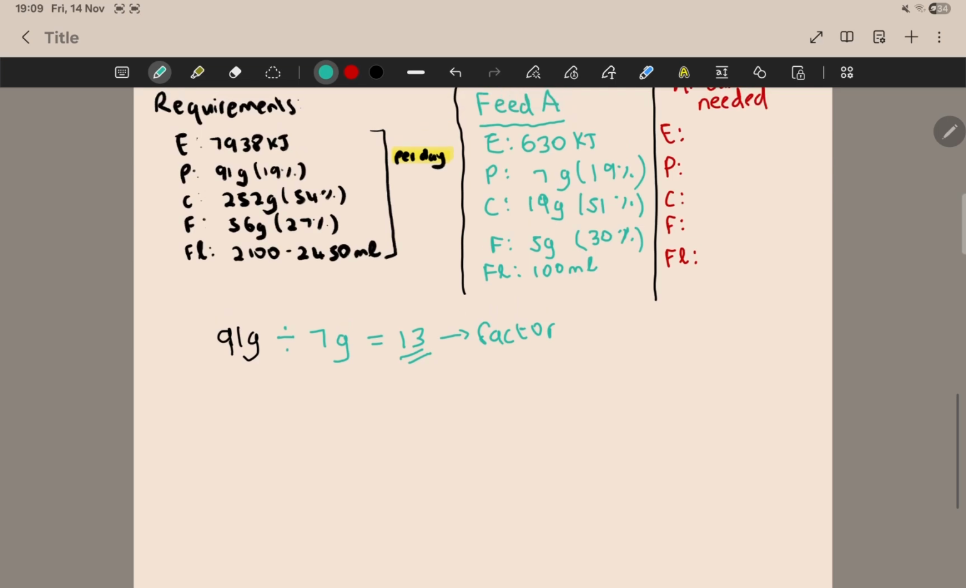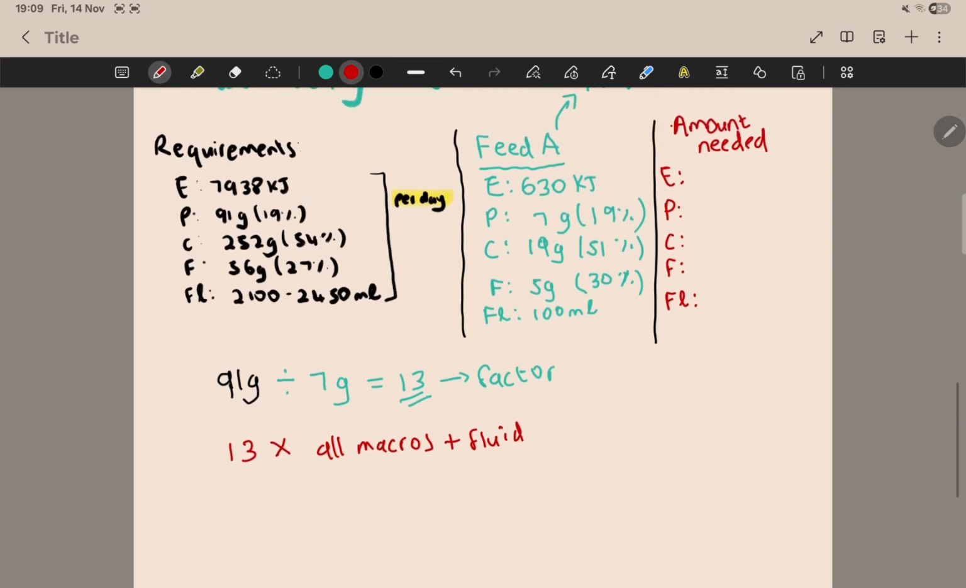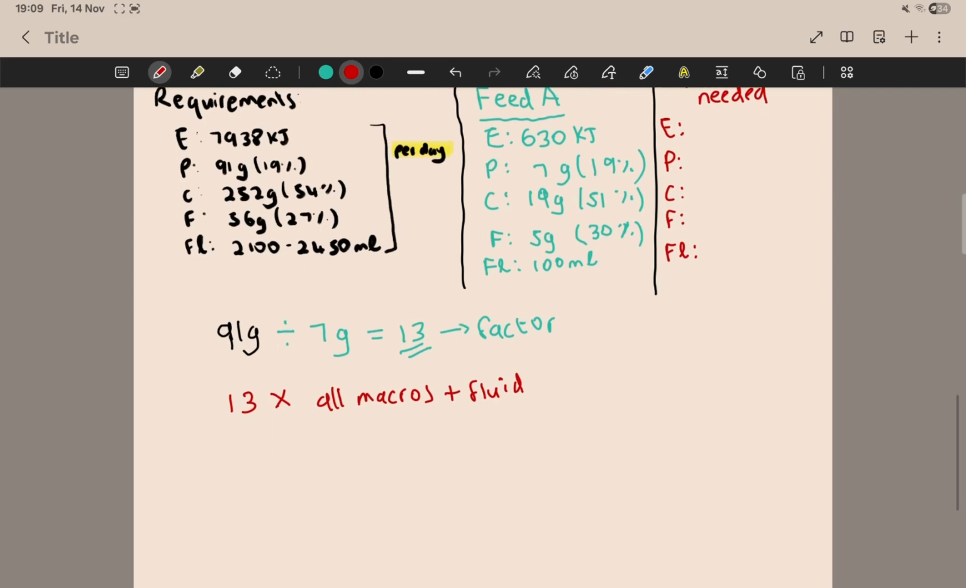Okay, so now you take 13, I'm going to just write it out here, and you multiply it by all macros and fluid, to get your total amount of fluid at the end. You need to calculate fluid so that you know what volume of feed to use for your patient, and at what feeding rate.